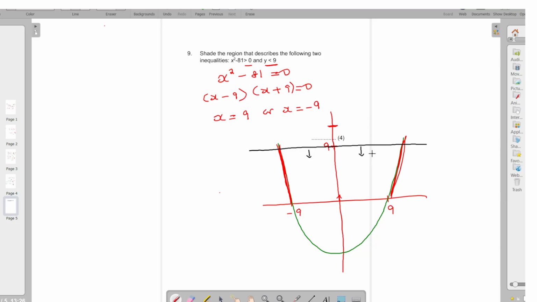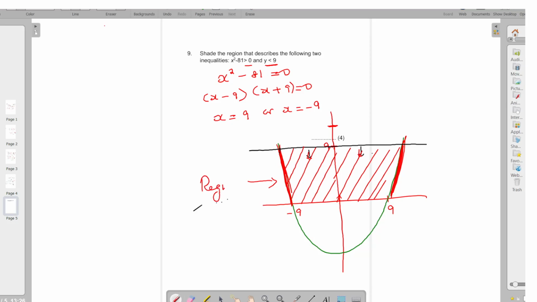So we're going to satisfy both. We know for this one the graph is that part. For the first inequality, this is the area we set. For the next one, y less than 9 is downwards here up to the x-axis. So what we could do, we could color that in. This is the region that describes the two inequalities. Region shaded. Right, there's 9 questions there. So hopefully you all understood that.